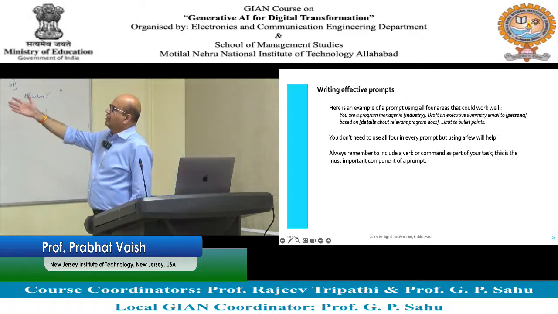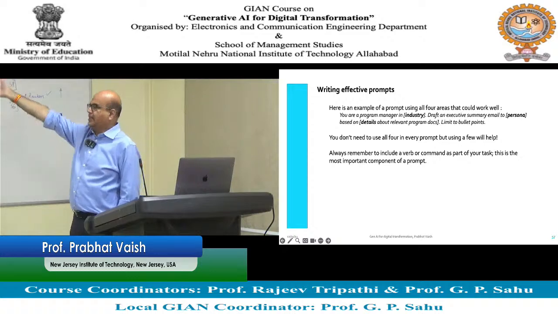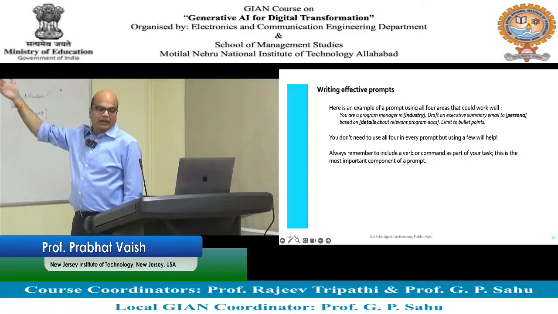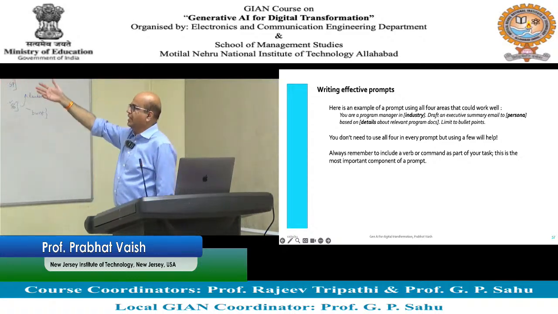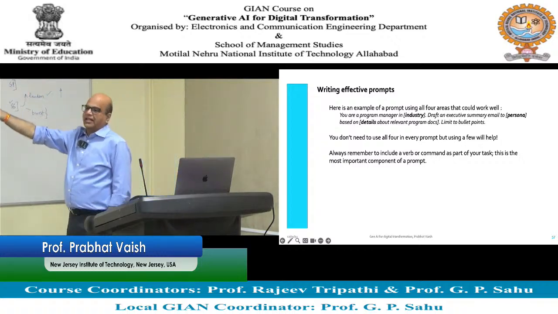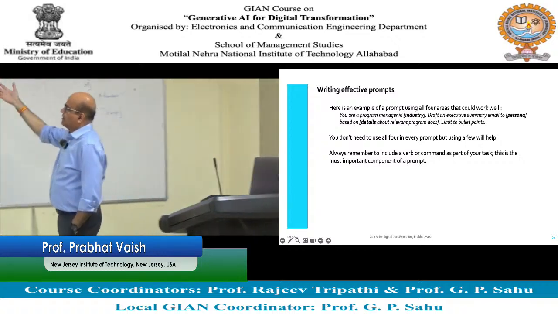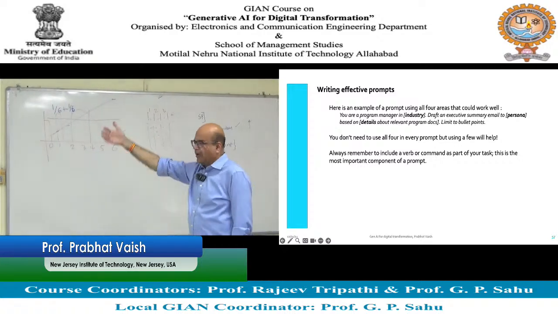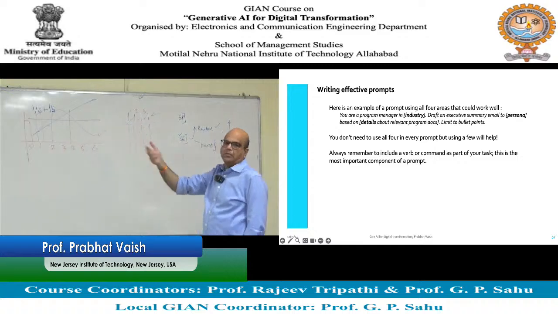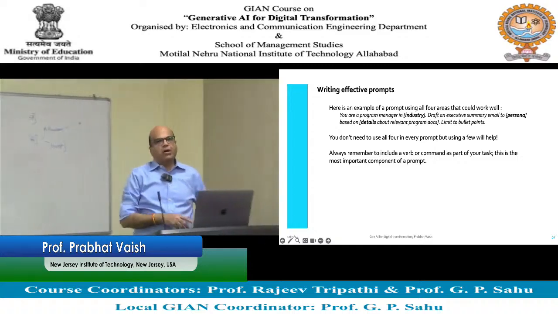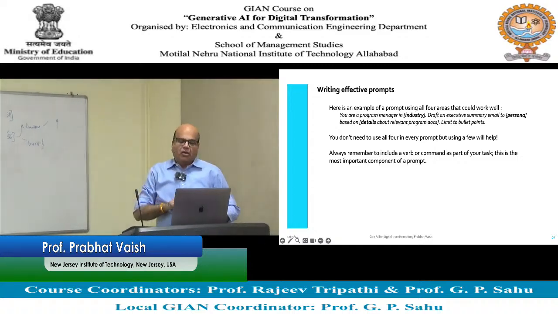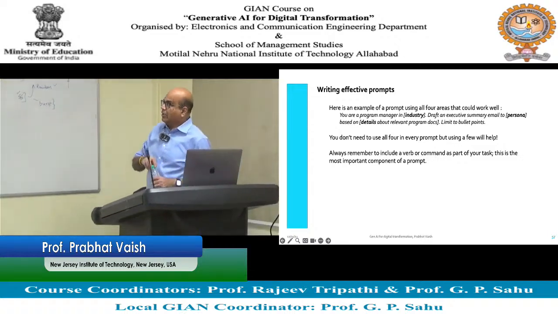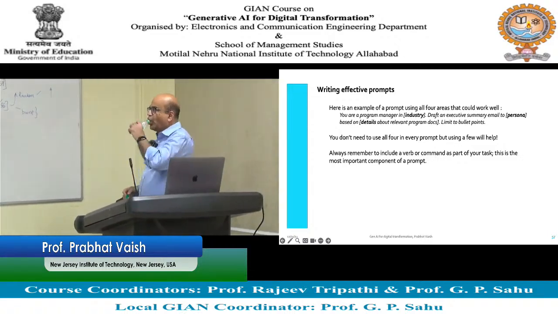So in general, it will be a very simple example. I mean, it doesn't have to be. A good prompt will provide much more context. Say you're a program manager in the textile industry, draft an executive summary email to the CFO based on, then provide whatever the detail is, limit to bullet points. So you're providing a prompt to help the model generate the output the way you want it to generate.